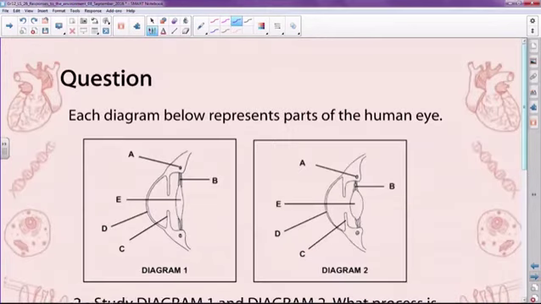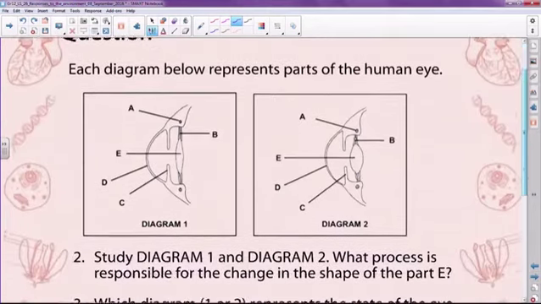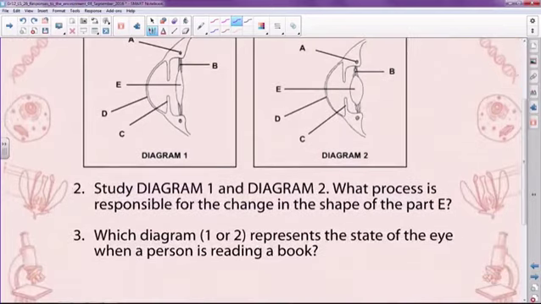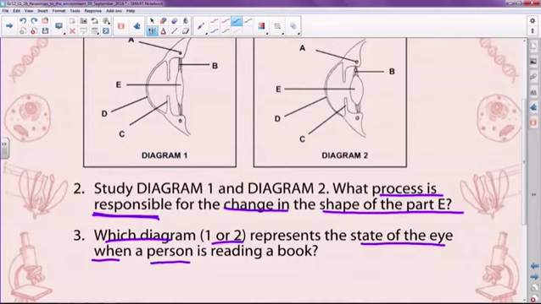Right, next question. Remember, I love these questions. Same pictures, study diagram 1 and 2. What process is responsible for the change in shape of part E? Which is part E? What is responsible for the change of that? And which diagram, 1 or 2, represents the state of the eye when a person is reading a book? That's quite a big one. For this one, I'm going to give you 1 minute as well. Concentrate and let's get it right. Are you ready? Off you go.